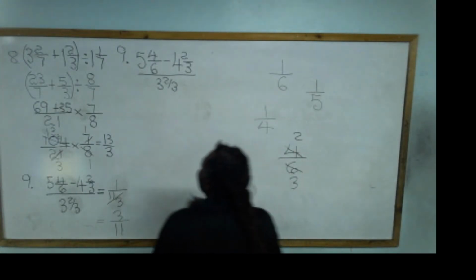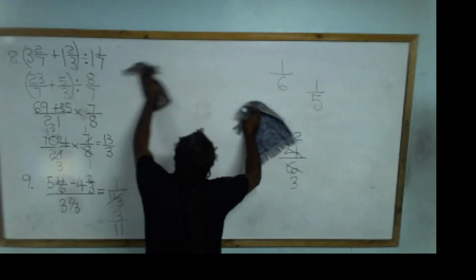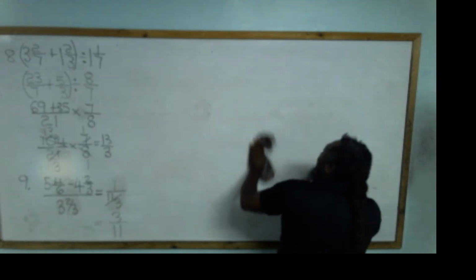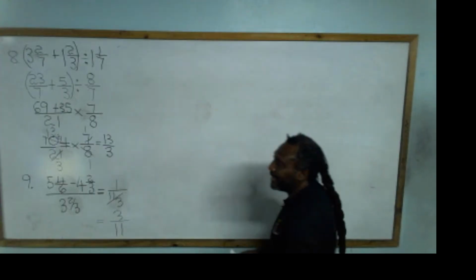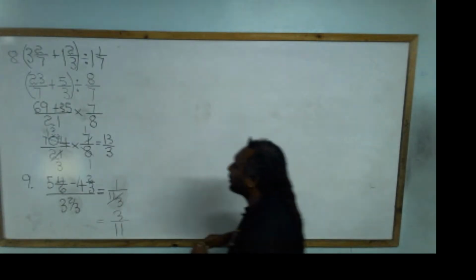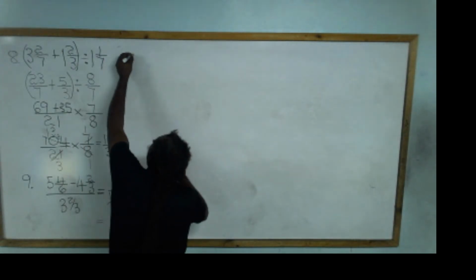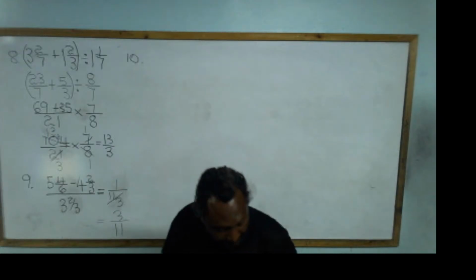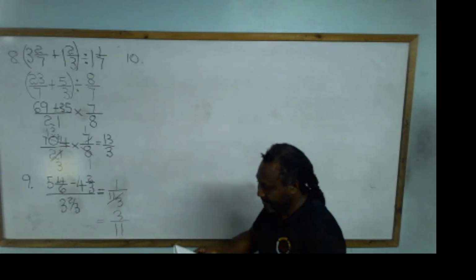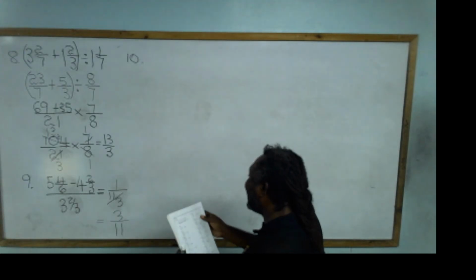So we're going to look at number 10. So what I'd like to do by 8:30 is go across the board and then go across again, 9, 10. If I can. Yay!